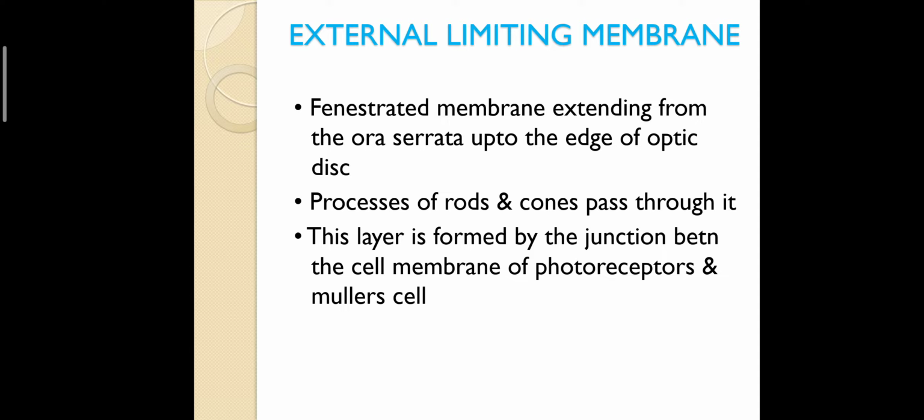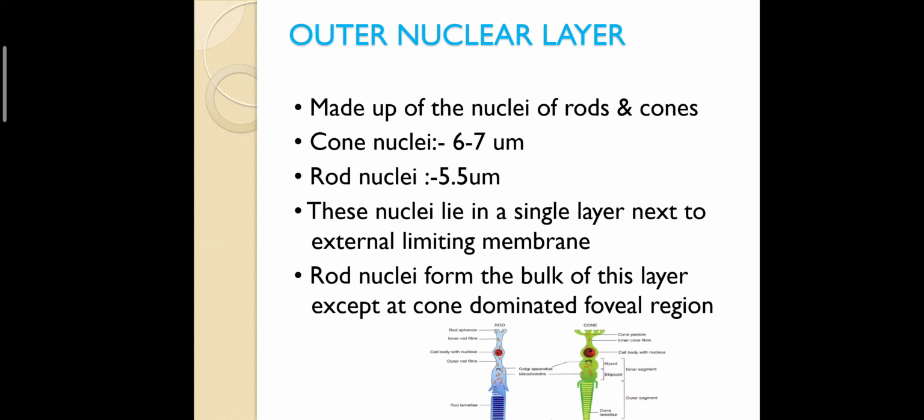See, the layer of rods and cones contains only the outer segment of the rods and cones, whereas the inner segment is present in the outer nuclear layer. So these rods and cones are passing through this external limiting membrane, and it is formed by the junction between the cell membrane of these photoreceptors and the Muller cells.